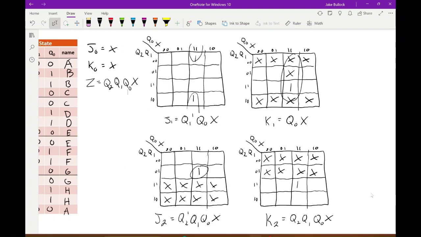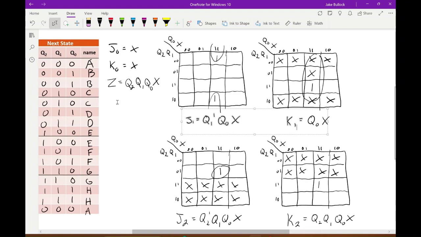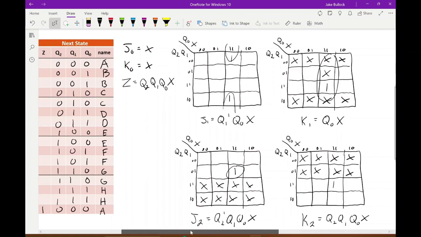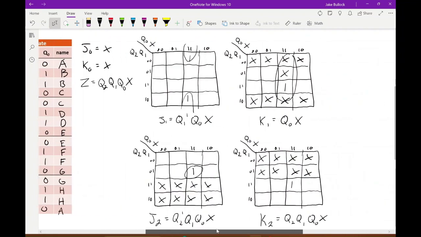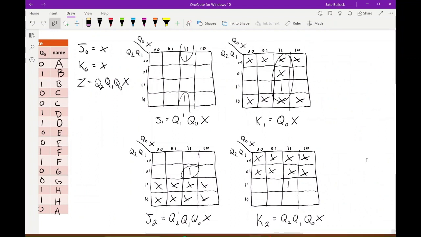I've completed the rest of the Boolean equations for my JK flip-flops for J1, K1, and J2, K2. In addition, I've created the Boolean equation for our final output Z. And I was able to make use of some of our don't care conditions, such as with K1 up here. So now that I have these, I can finally implement our logic circuit.